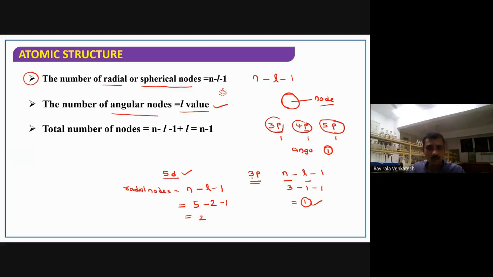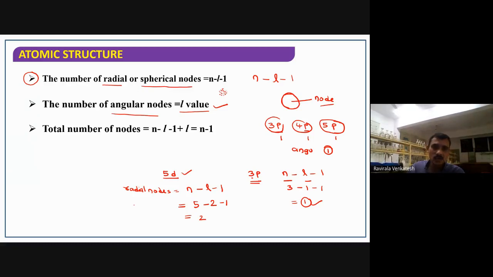But in examination, nobody asked that one. Nobody asked to draw a node like that. They're asking how to calculate the number of nodes. So first of all, we concentrate on this one. How we get these radial nodes, we will discuss in the next slides. So in the 5D, radial nodes are 2.